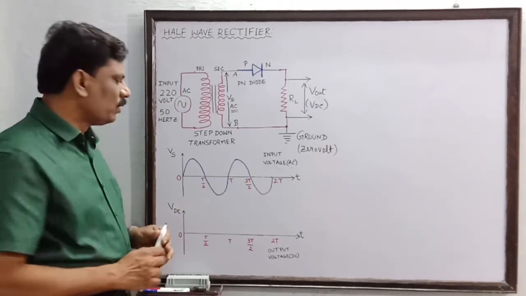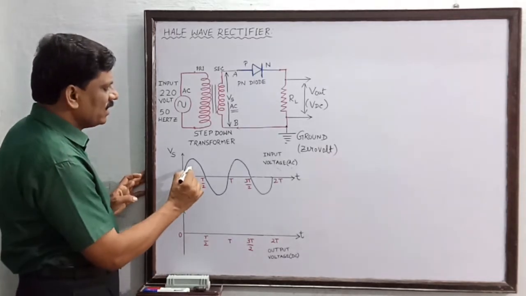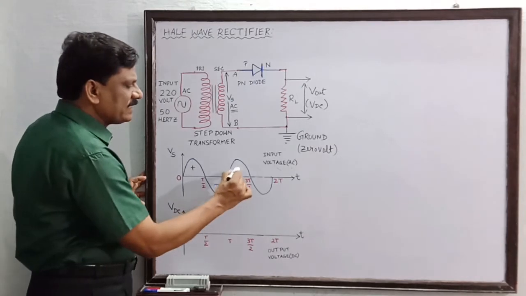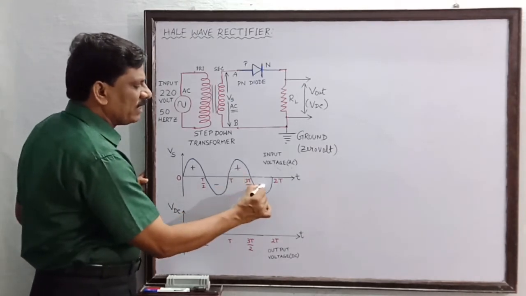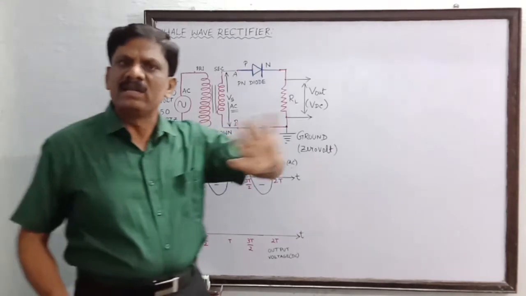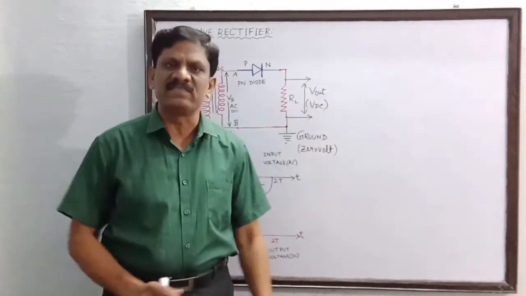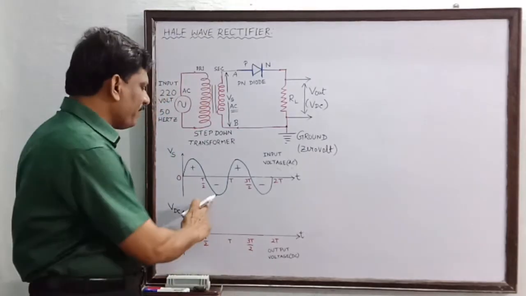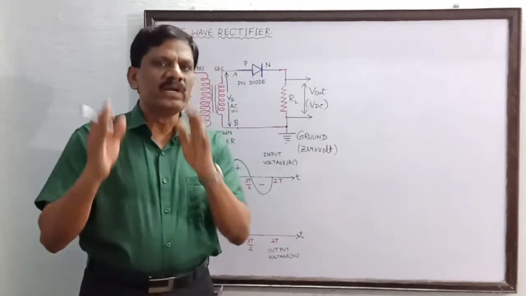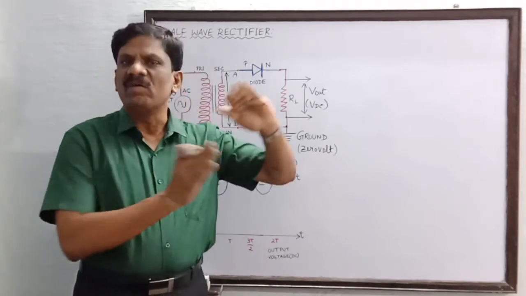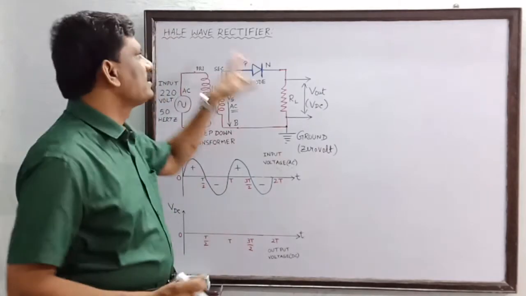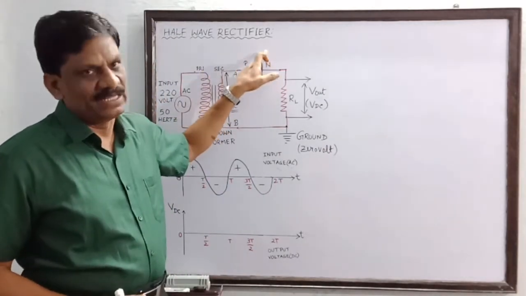And I said only the positive half cycles. So this is the positive half cycle, this is the negative half cycle. And next the third half cycle is positive, the fourth half cycle is negative. So alternately all the odd number of half cycles are called positive half cycles, and the even number of half cycles are called negative half cycles. And only one half cycle of the AC input is permitted. That is why it is called a half wave rectifier.